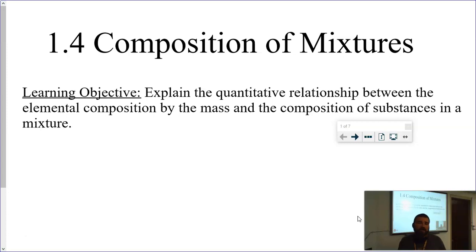All right, so our objective: explain the quantitative relationship between the elemental composition by mass and the composition of substances in a mixture. And it'll be a pretty quick, pretty simple day.